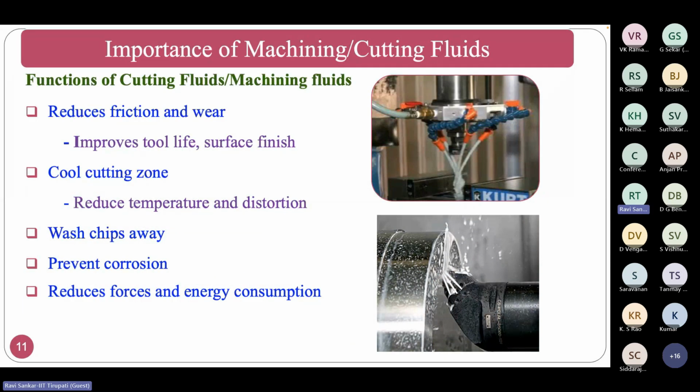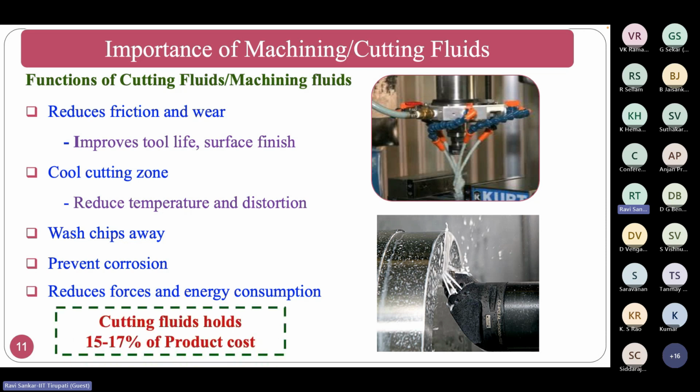For example, why do people use cutting fluid? Cutting fluid reduces the friction and wear, it reduces the temperature and distortion, washes away the chips, prevents corrosion, and reduces the force, energy consumption, and so on. These are the multiple functions of cutting fluid. At the same time, cutting fluid accounts for approximately 15 to 17% of product cost. This is not from the casting perspective, this is from the machining perspective.